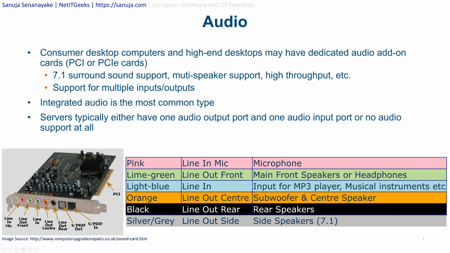So the cards look like these. They will have the output sticking from the back end of it, and it will have a PCIe or PCI connector, and it will just go plugging into those expansion slots. But as I mentioned, there are some motherboards that have integrated audio. That is the most common type, where the motherboard will have all of these ports already built into the motherboard itself. So keep that in mind. You can have 7.1 surround sound and multi-speaker, multi input output, high throughput connectors even without a card if it is integrated onto the motherboard.